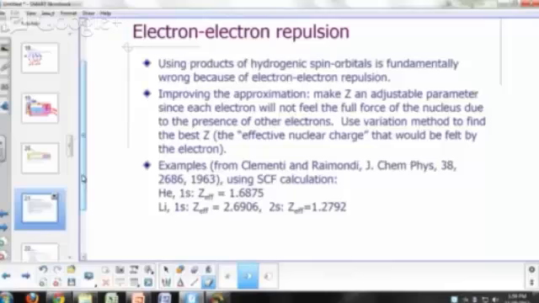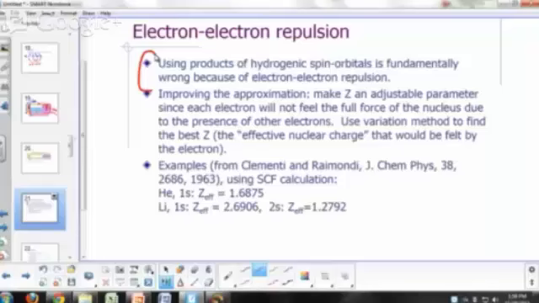In the orbital approximation, what we essentially have done is, when we express our wave function as a product of spin orbitals, we're really assuming that electron-to-electron repulsion, we're pretty much ignoring electron-electron repulsion, okay? So fundamentally then, using products of hydrogenic orbitals is wrong. The form of the wave function is wrong because of that electron-electron repulsion term in your Hamiltonian.